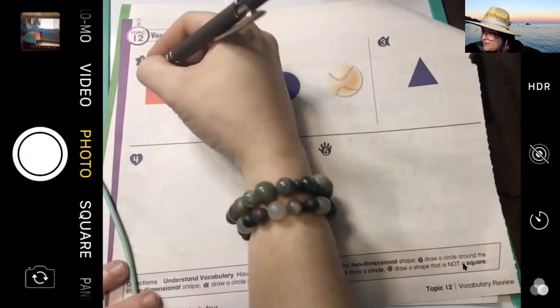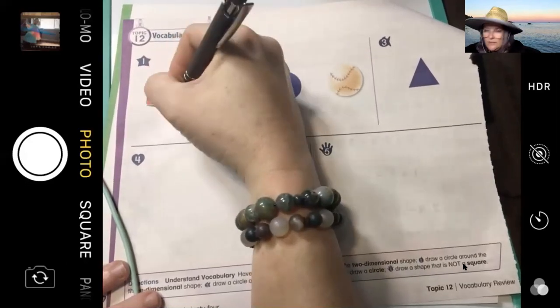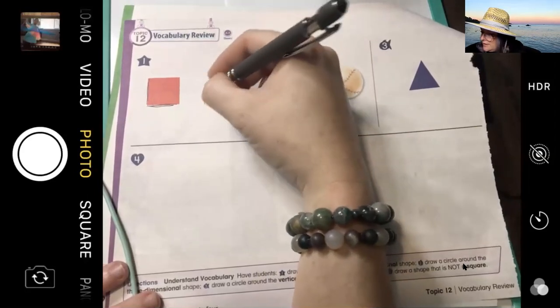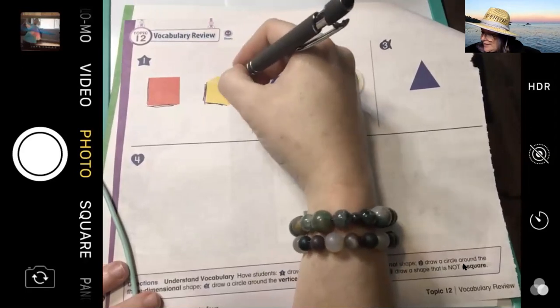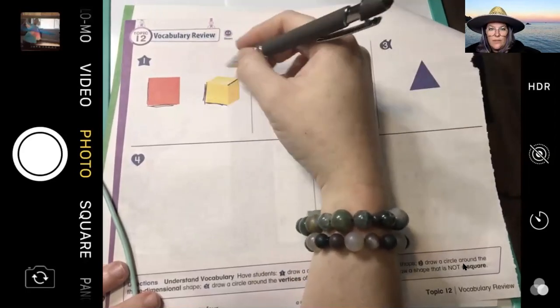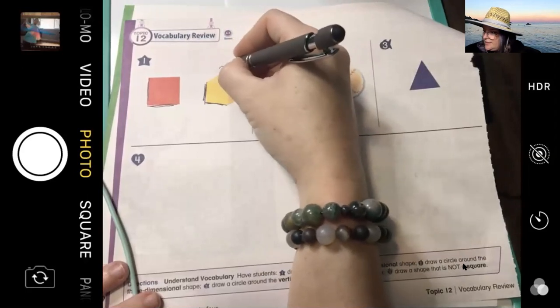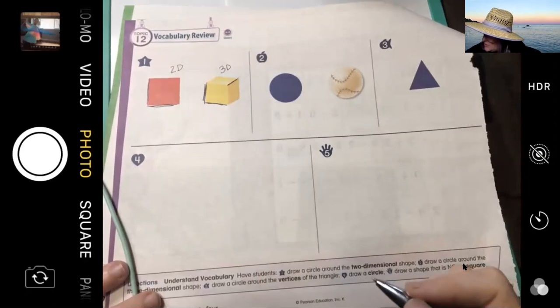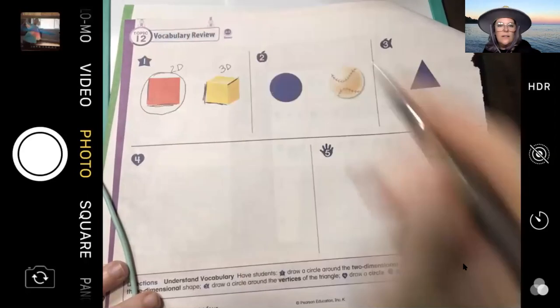And remember, two-dimensional, it goes 2 ways. 3-dimensional goes 3 ways. So when it's 2-dimensional, it goes up and down and side to side, but it doesn't go front to back. So which one is 2D? Well, let's see. This one goes one way, two ways. This one goes up and down, side to side, and front to back. So that goes three ways. So this is 3D, and this is 2D. It wanted us to circle the two-dimensional shape. So that is the square.